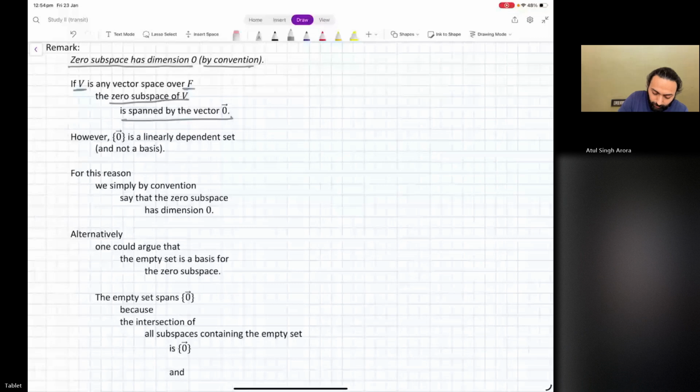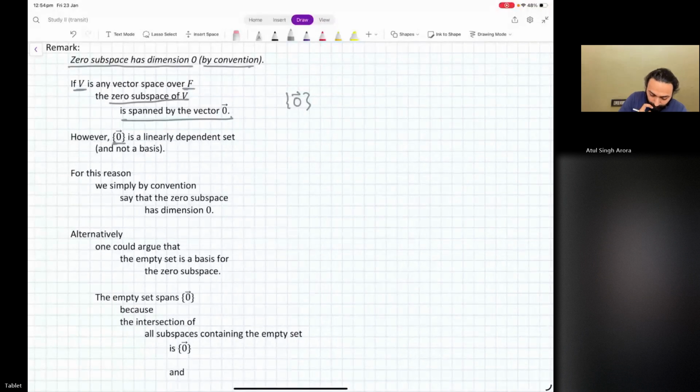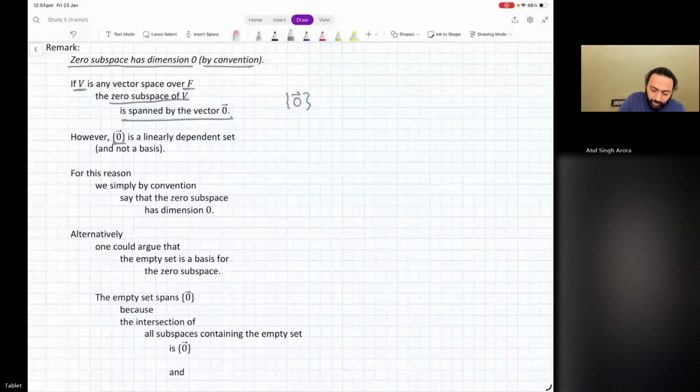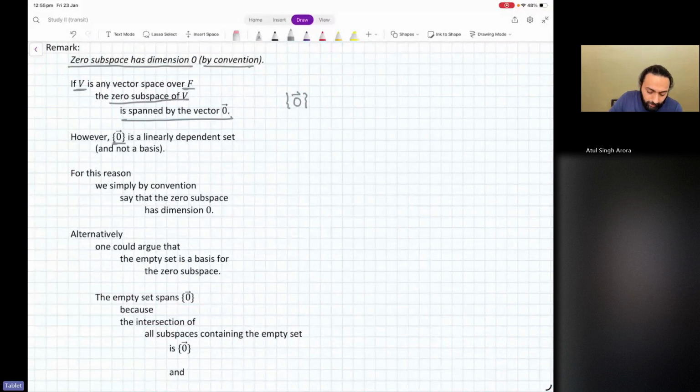Okay, sir. That is essentially the definition, right? It just has the zero vector. That is the vector space. However, the zero subspace means the subset contains only the vector 0. Exactly. So that is all there is.